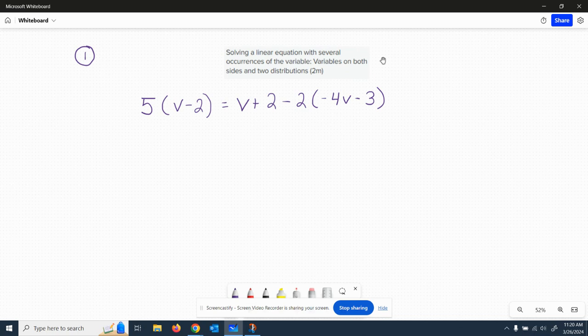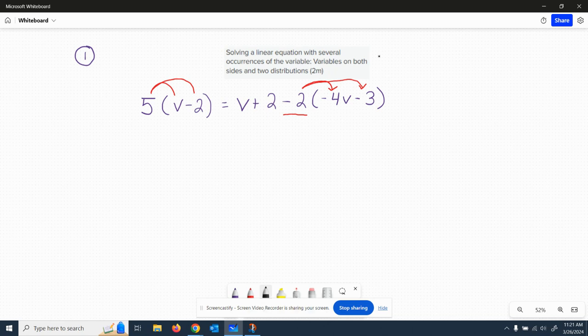All right, here is the problem. I'm not going to read it to you. The first thing, and I hope you all know that you see that the parentheses are here, that you know that you have to do distribution. You have to multiply the 5 times the v. You have to multiply the 5 times the negative 2. And we got to distribute this negative 2, right? We have to distribute all of this. Negative 2 to negative 4v and negative 2 to negative 3. So this is a pretty tough problem, all right? So let's go through this.